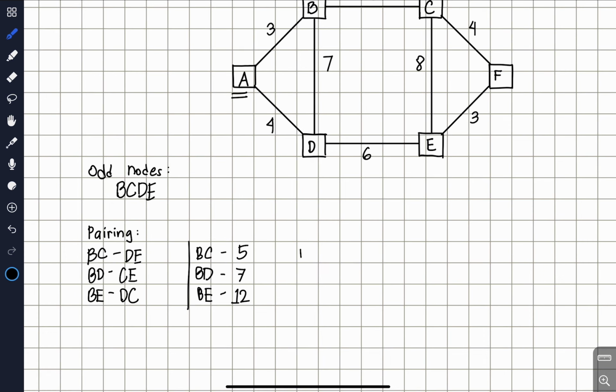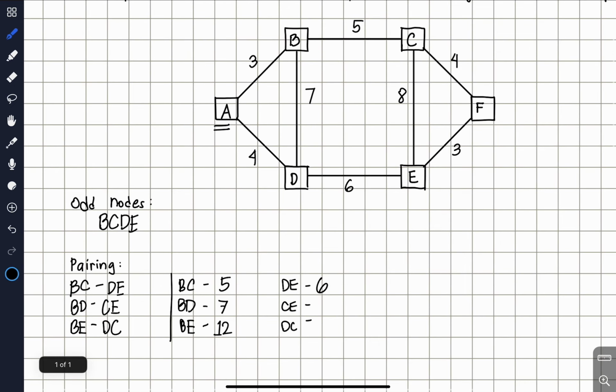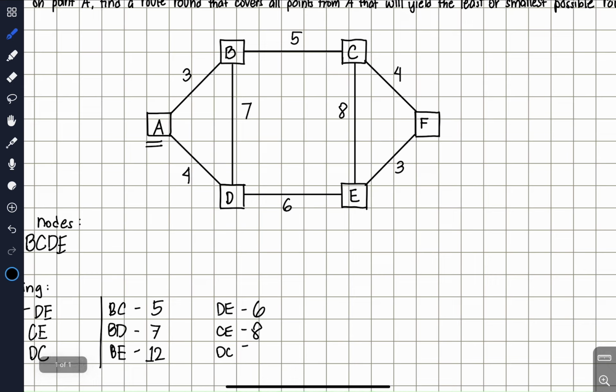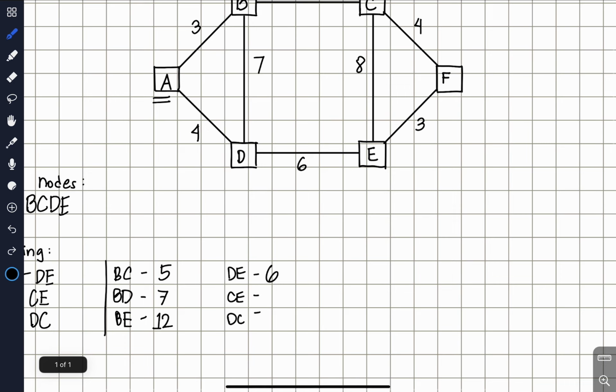Next, for the next set, DE, CE, and DC. For DE, we have 6. CE is 8. But wait, let's try to look again. If we go from C to E, we'll have 8. However, if we consider other options, it can also be C to F, then F to E, which has 7 as its total. So it's much smaller than 8. So we'll consider 7 as the distance from C to E.